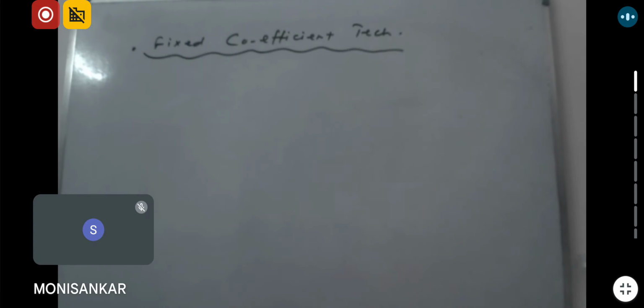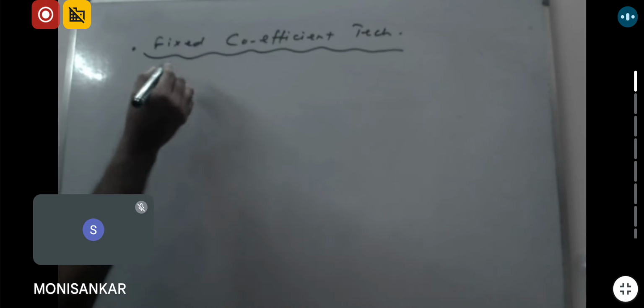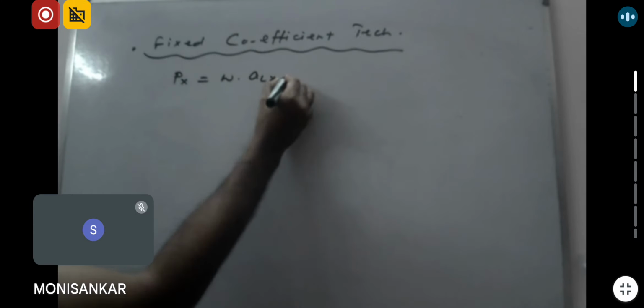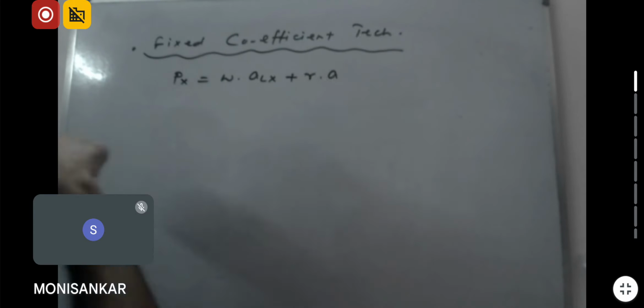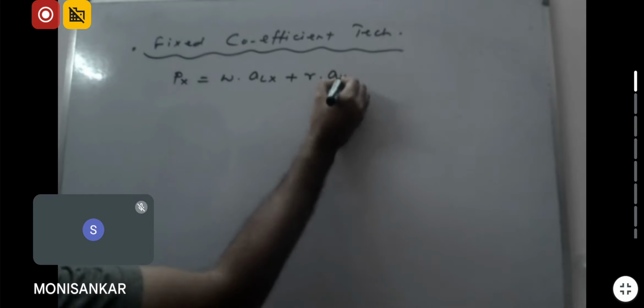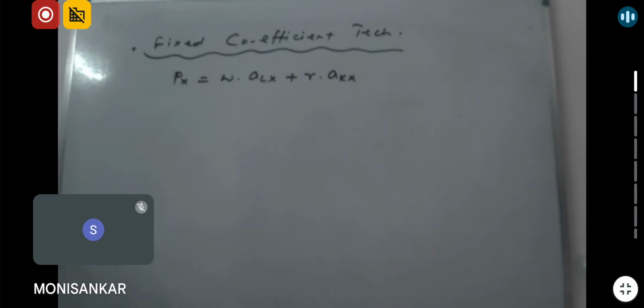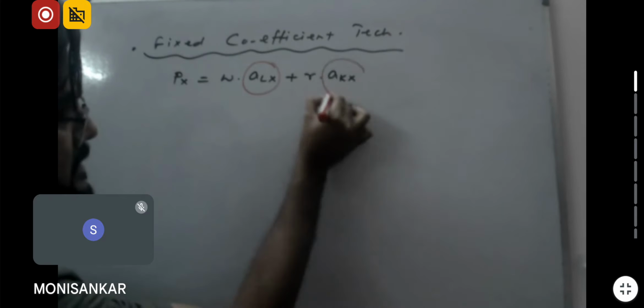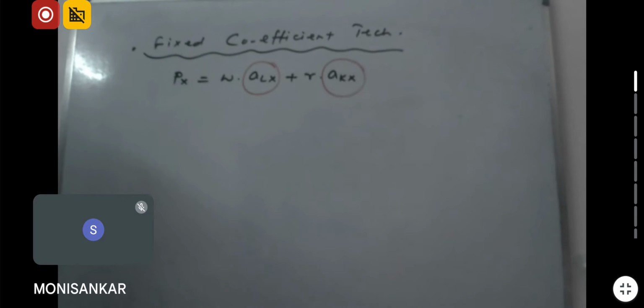Fixed coefficient technology. Now we consider a comparative scenario. Px equals w alx plus r akx. Now fixed coefficient means these are called our coefficients. These are our coefficients, right?